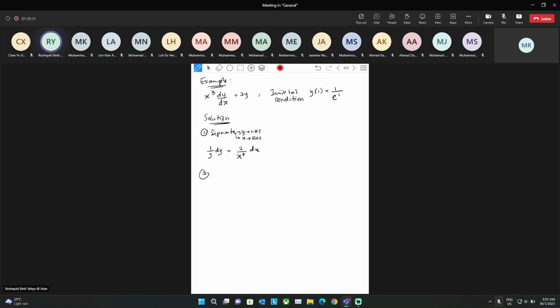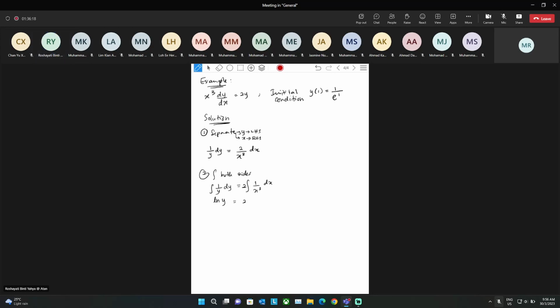For the first fraction, if you get another way, it is also okay, because the 2 is just a constant. You can put it here, but this remains 1 here. So integrate 1 over y dy equal to integration of 1 over x cube dx.